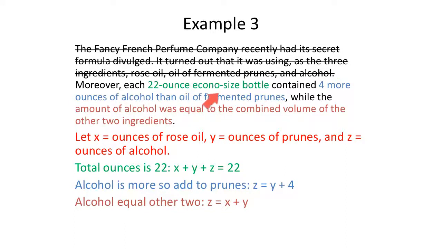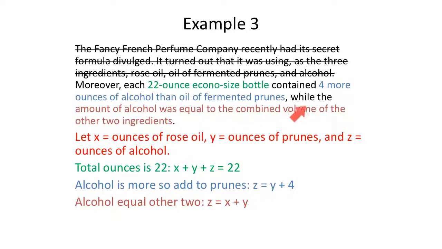This econo-sized bottle contained 4 more ounces of alcohol than oil of fermented prunes. 4 more ounces of alcohol. So it already had more alcohol, Z, than the oil of fermented prunes, Y. So in order to make them equal, since Z was already more, we add the 4 to the Y. Right? Add 4 to the number of ounces of oil of fermented prunes, and you'll get the total for the number of ounces of alcohol.